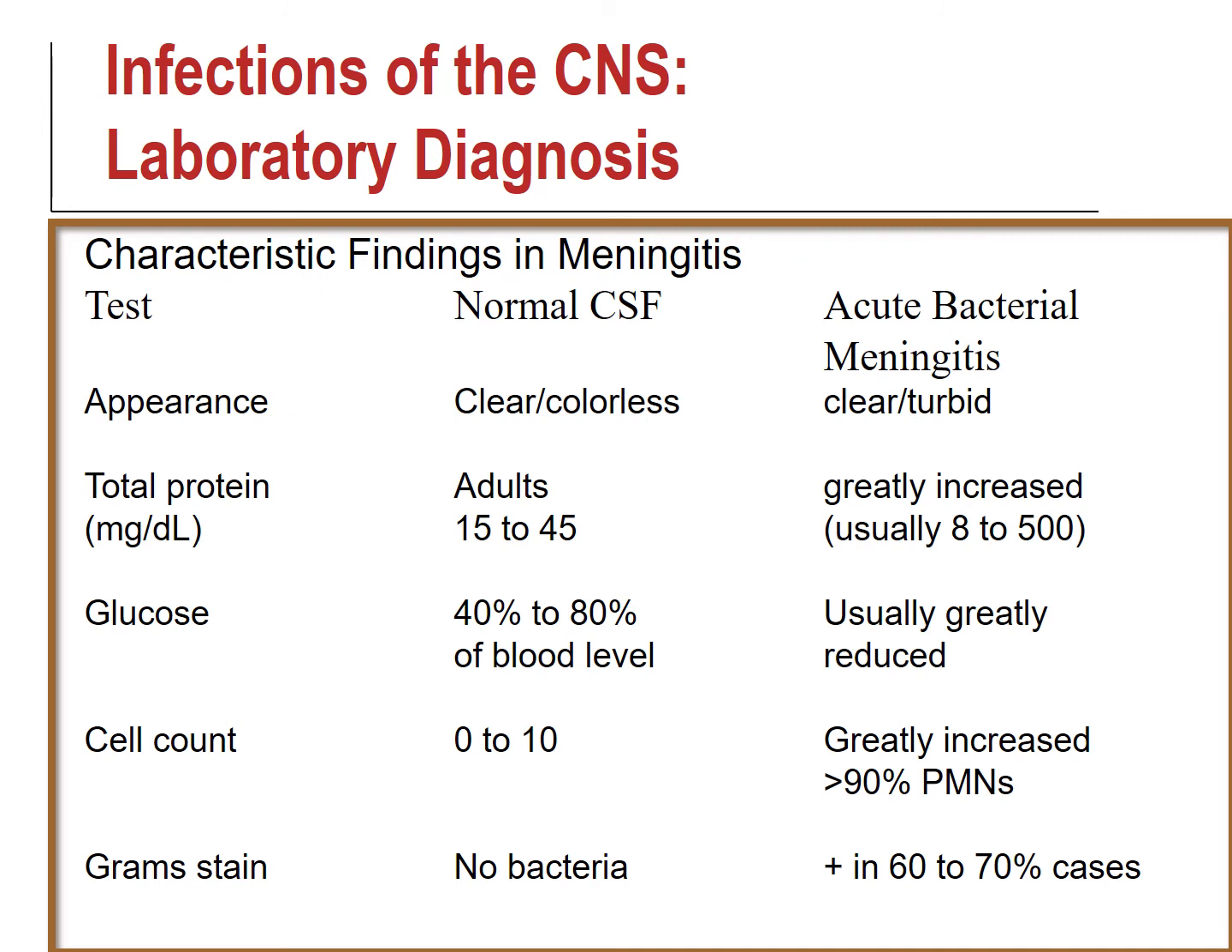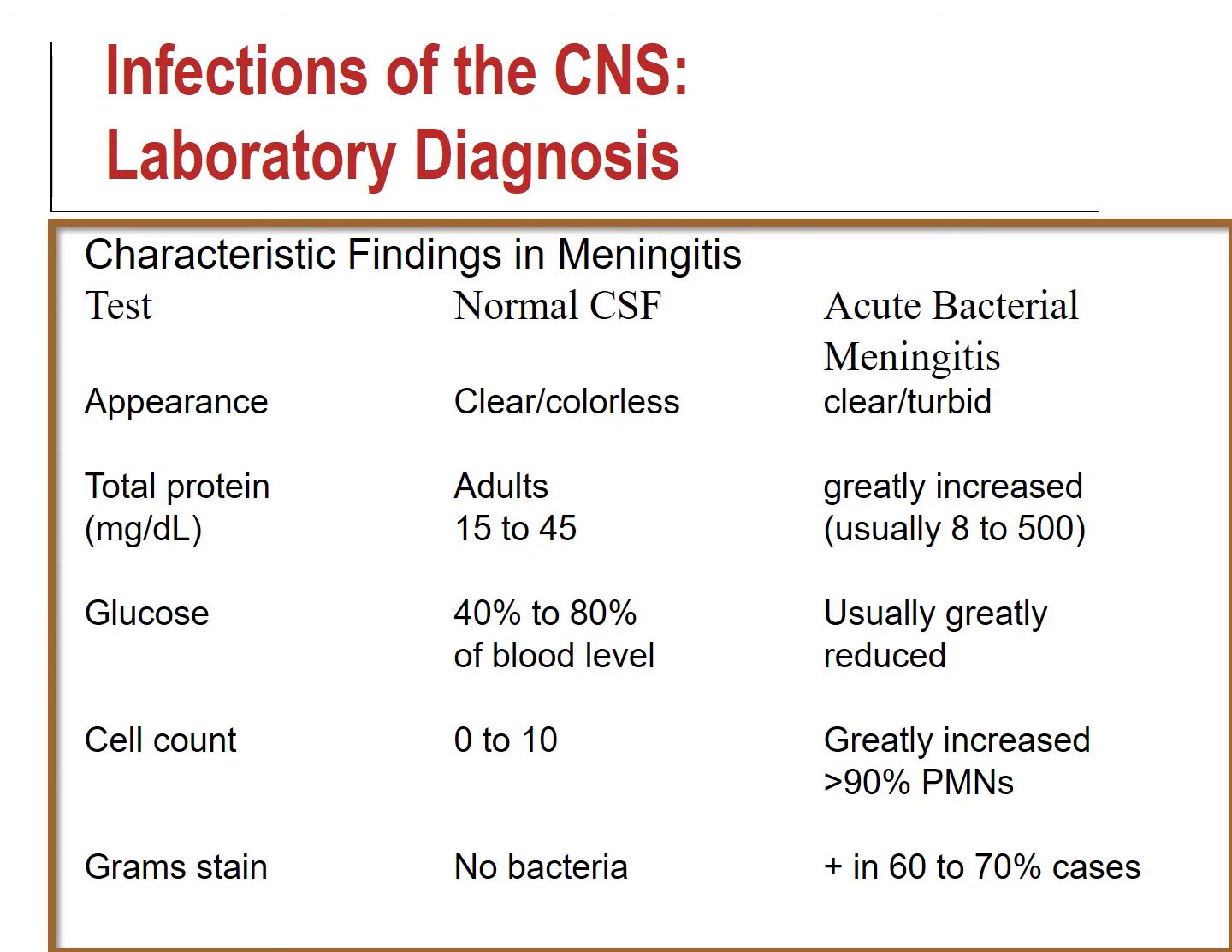Let's look at the characteristic findings in the spinal fluid in cases of meningeal infection and compare this with a normal CSF. A normal CSF is a clear, colorless fluid, and it is sterile. In normal adults, the CSF volume ranges from 90 to 150 ml. The protein level is between 15 to 45 milligrams per dl, and the glucose is about 40 to 80% of the blood level.